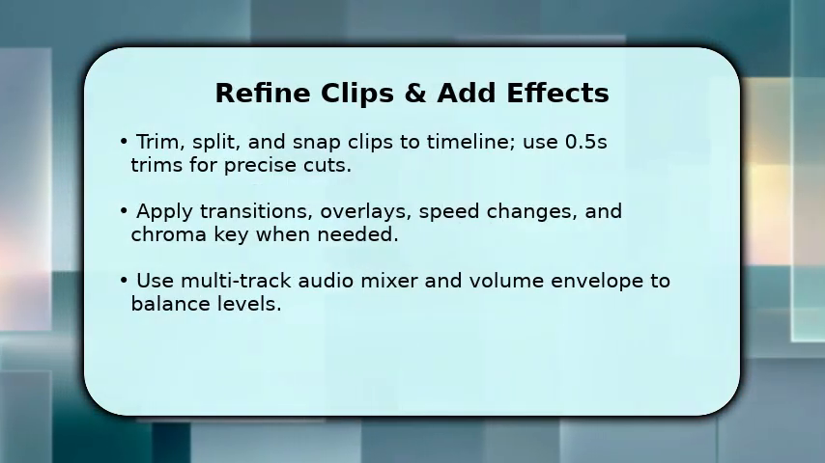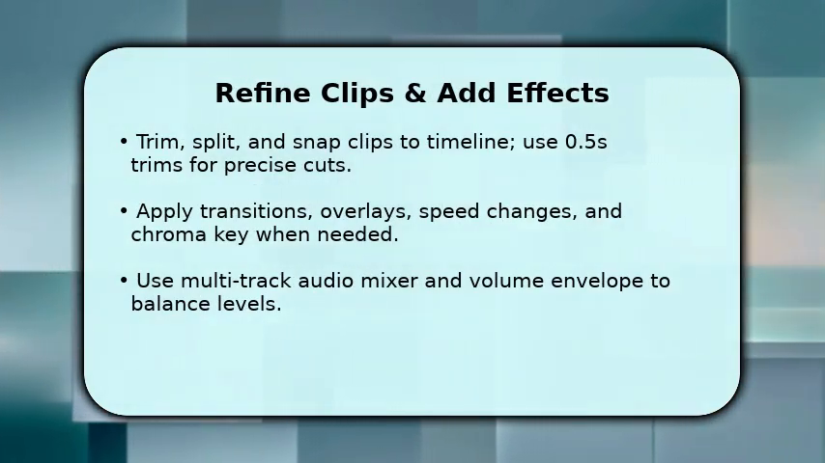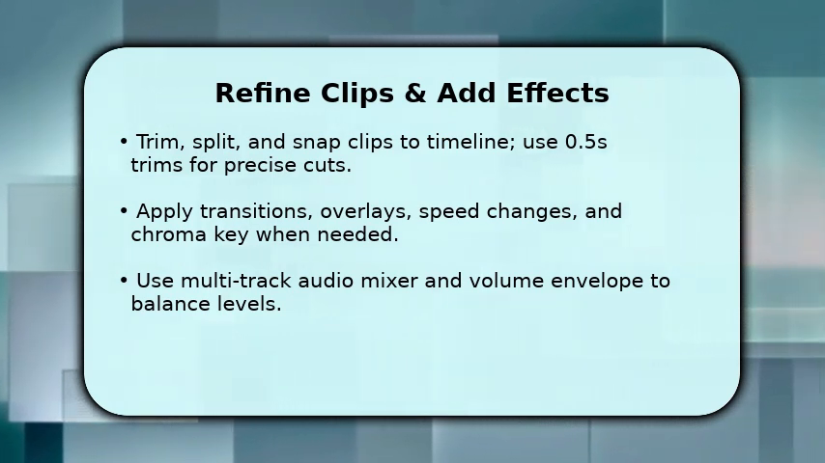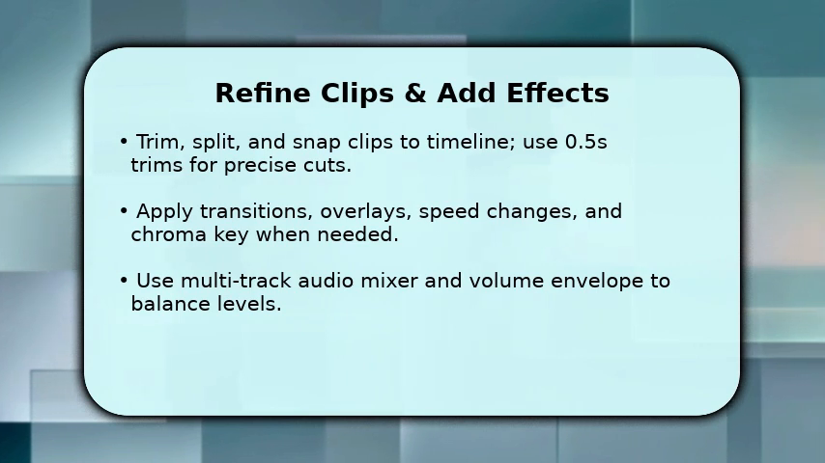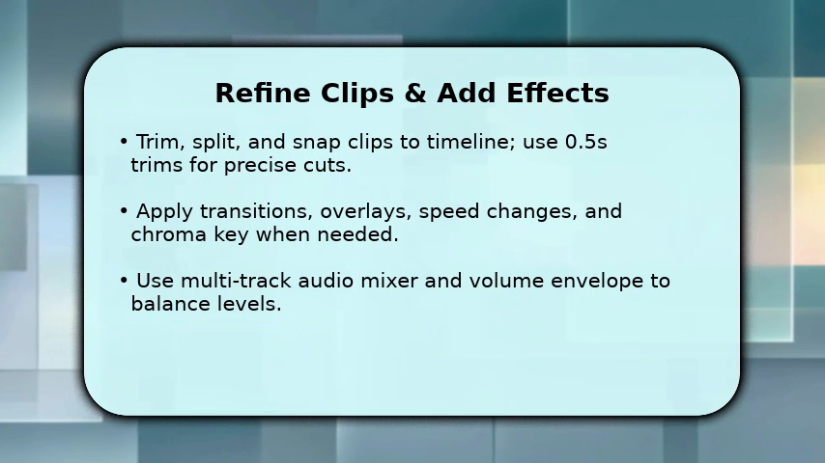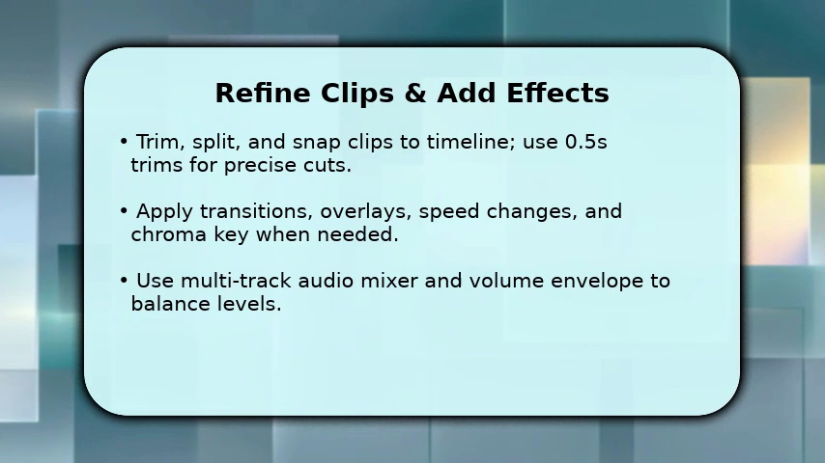Next, refine each clip. Trim edges, split where dialogue or action changes, and use Snap for frame-accurate placement. Small 0.5 adjustments make scenes tighter. Then add transitions and overlays to build visual flow, adjust speed for emphasis, and apply chroma key for green screen shots. These tools shape the story rhythm.